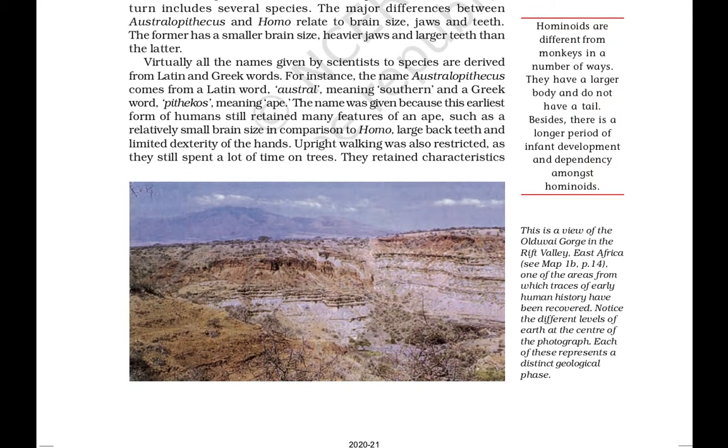Hominoids are different from monkeys in a number of ways. They have a larger body and don't have a tail. Besides, there is a longer period of infant development and dependency amongst hominoids.